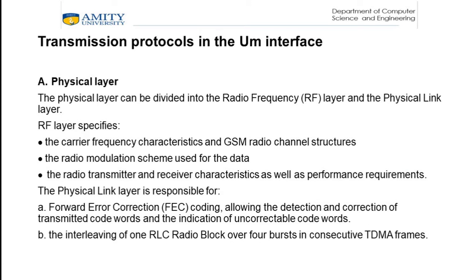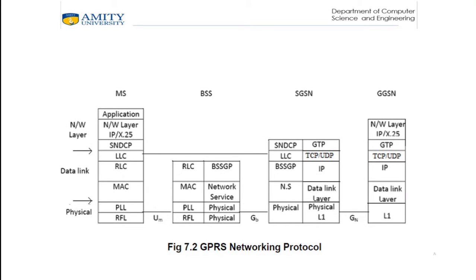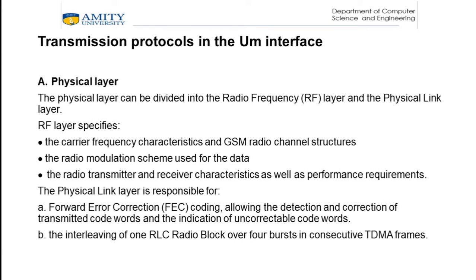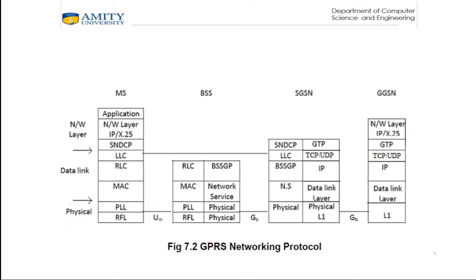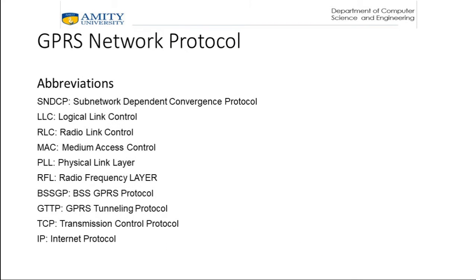Transmission protocols in the interface, that you can see in the diagram below here. What are the transmission control protocols in the interface? Number one is the physical layer. The physical layer can be divided into the radio frequency RF layer and the physical link layer. You can see here back in the diagram, it is dealing with the RFL and the PLL. We can see through the abbreviations that PLL is the physical link layer and RFL is the radio frequency layer.